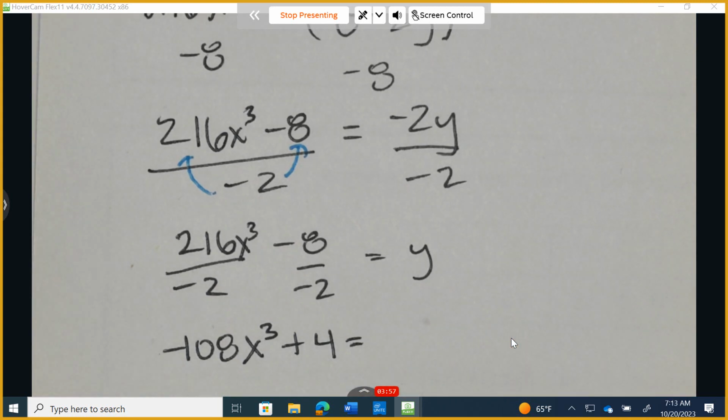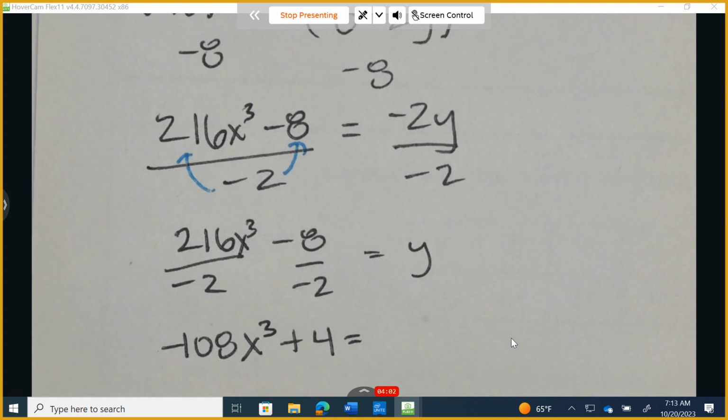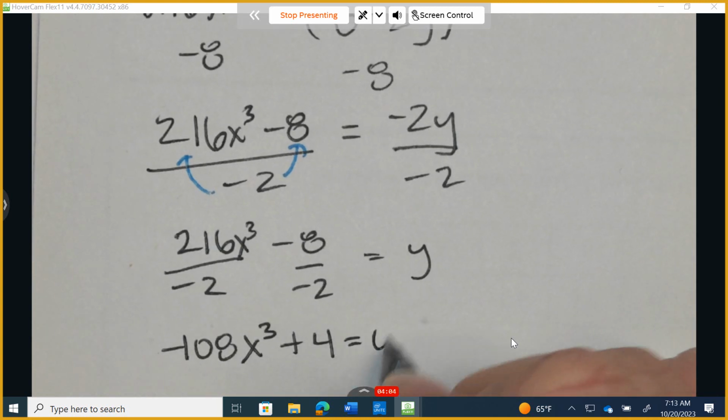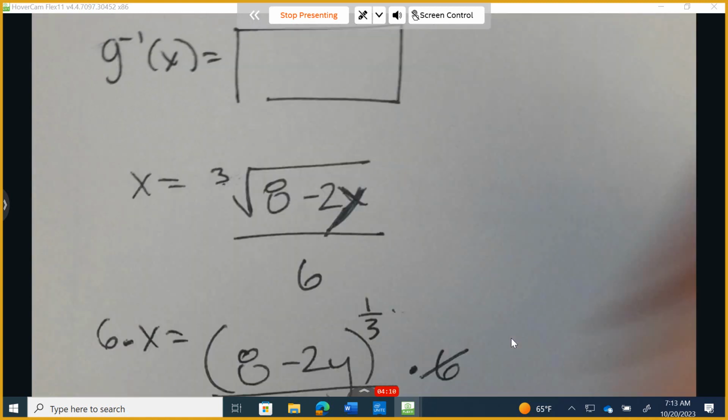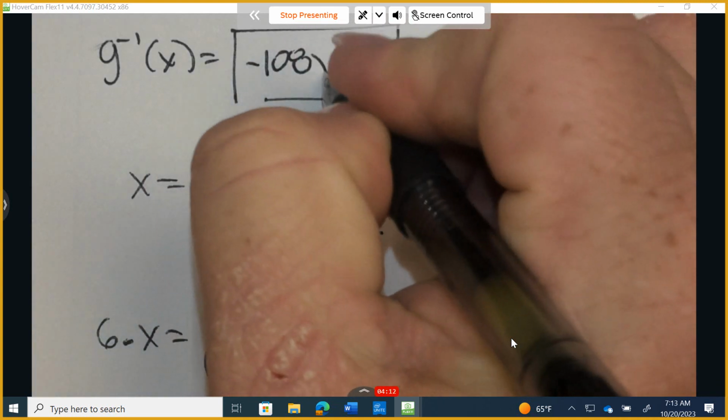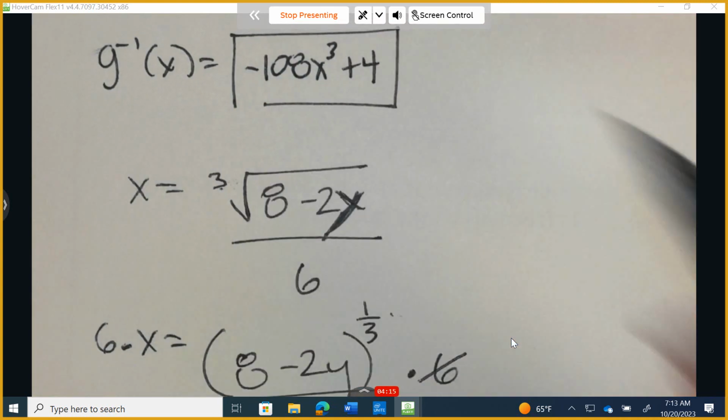Now, how do we identify this as being different than the original function? We identify this as being the inverse by writing this -1. So I'm going to go back up to the original equation, and now I'm going to write this in: -108x cubed plus 4.